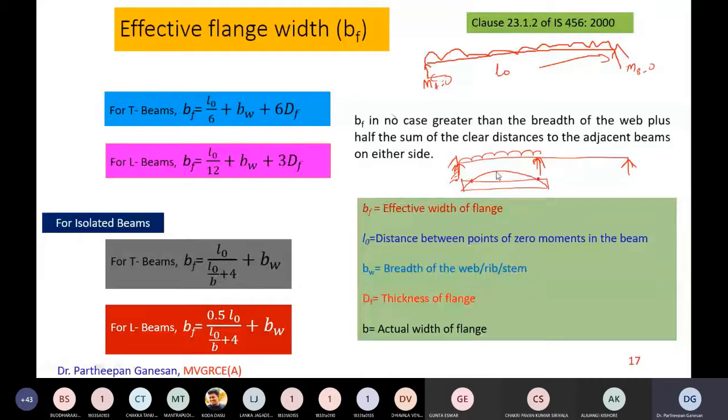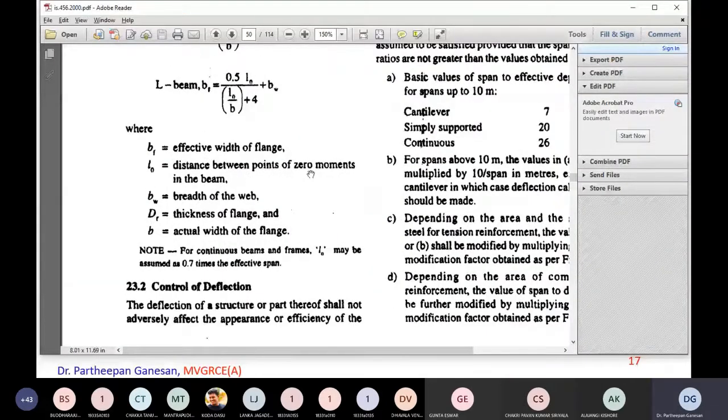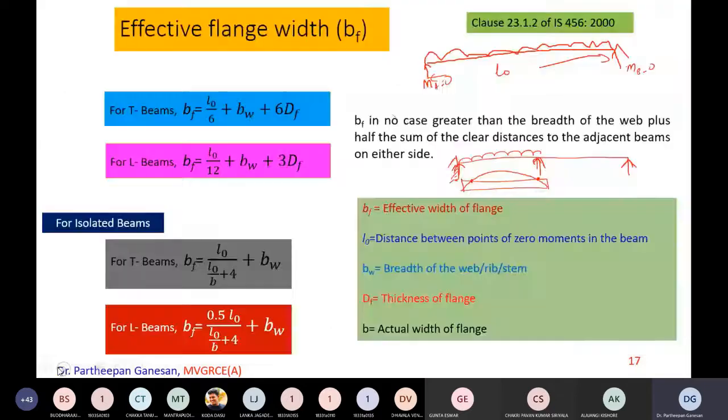What the code says is, I will show you the code. L0 is the distance between the points of zero moment in the beam. For continuous beams and frames, L0 may be assumed as 0.7 times the effective span. Is that clear? 0.7 times the effective span. So whenever you have a continuous beam like this, when you want to evaluate L0, for this span you have to find out the effective span. In that effective span, you have to take 0.7 times. 0.7 times the effective span is the L0 value for this span.